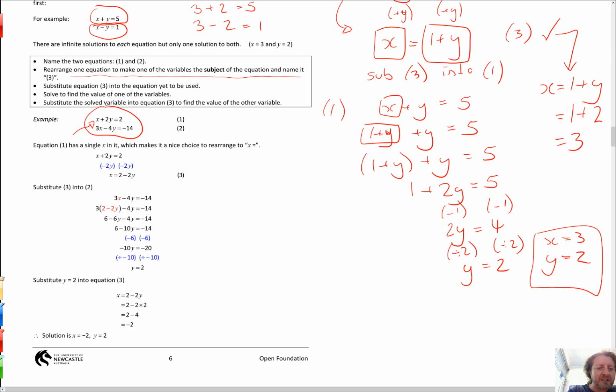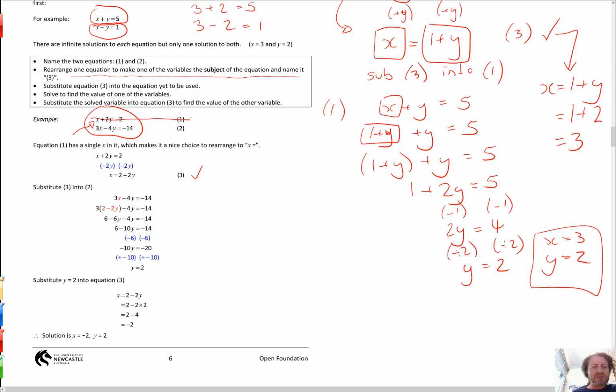And to do that, I've got to take 2y off both sides. And what's 2 minus 2y? Well, it's just 2 minus 2y. I can't simplify it, but I've rearranged. And again, I've called that my third equation, even though really it is just equation 1 rearranged. So I've used equation 1.